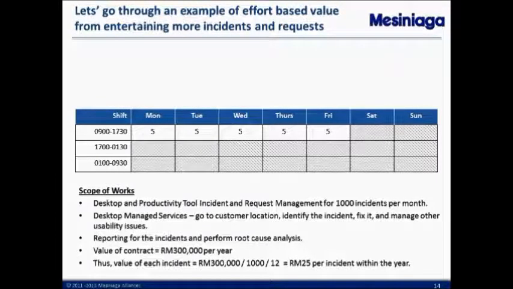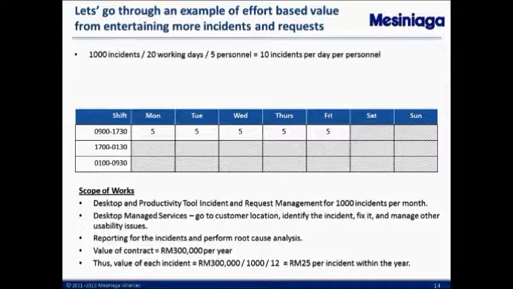So what are the parameters that need to be gathered in order for us to know the value back to the business? As you can see below, the value of the contract is 300,000 per year, and as such, the total value of each incident is 300,000 divided by 1,000 incidents per month divided by 12, or 25 ringgit per incident for that year.